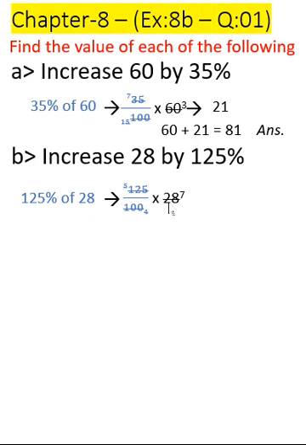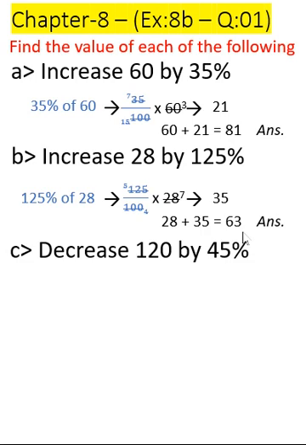We read the table of 4 up to 28. 4 times 1 is 4 and 4 times 7 is 28. So the numerators are 5 and 7. We multiply these two numerators. 7 times 5 is 35. Now this 35 is 125% of 28. We add this 35 to 28 and the answer will become 63. 28 plus 35 is equal to 63.